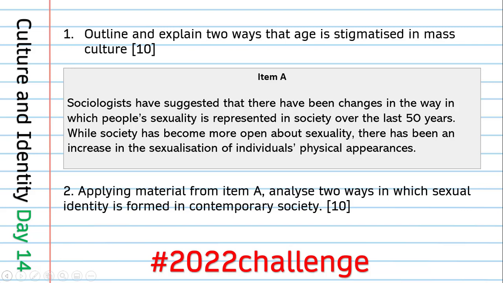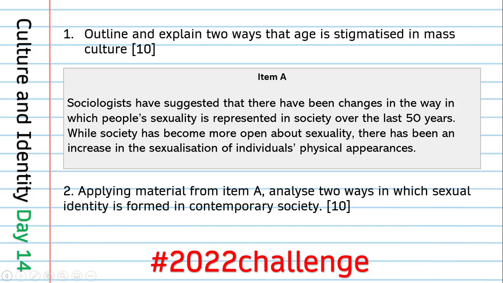Question 2 is an item question. Again, with item questions, you have to draw information from the item, develop that point, and explain how it answers the question. The item says, sociologists have suggested there have been changes in the way in which people's sexuality is represented in society over the past 50 years. While society has become more open about sexuality, there has been an increase in the sexualization of individuals' physical appearances.